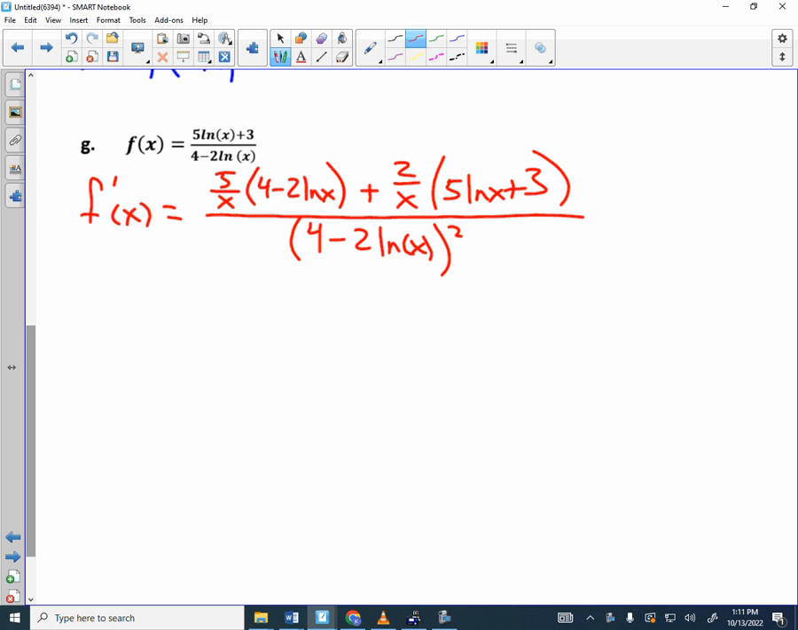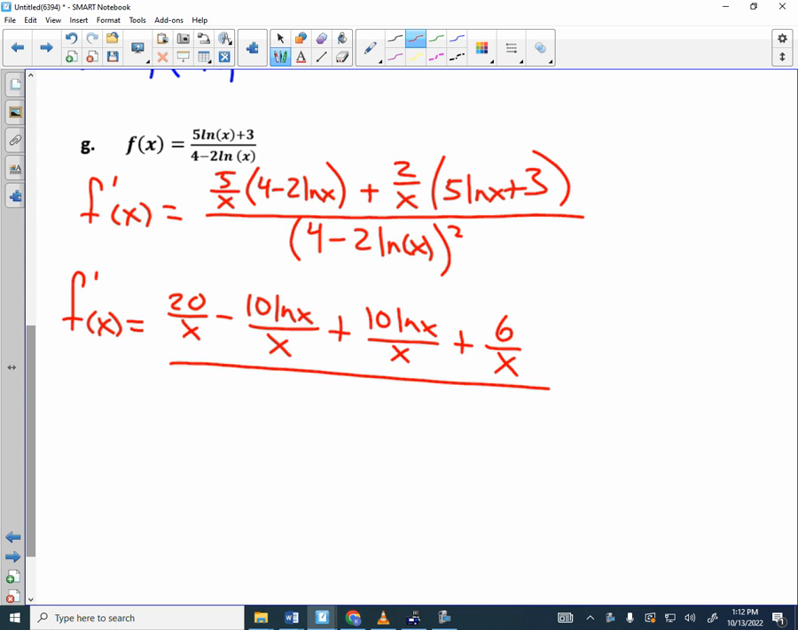So in this situation, what's wrong? Why can't I just leave it like that? Complex fraction, huge issue. And if you notice here, I'm going to have 5 over x times negative 2 natural log, and I'm going to have 2 over x times 5 natural log. Those are actually going to be the same things. They're just opposite, aren't they? So watch what happens when I multiply this out. We are going to get some nice canceling here. So 5 over x times 4 is 20 over x minus 10 natural log of x over x plus, this times this gives you 10 natural log of x over x plus 6 over x. That's all over 4 minus 2 natural log of x quantity squared.